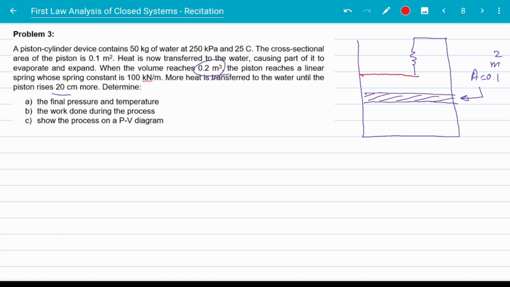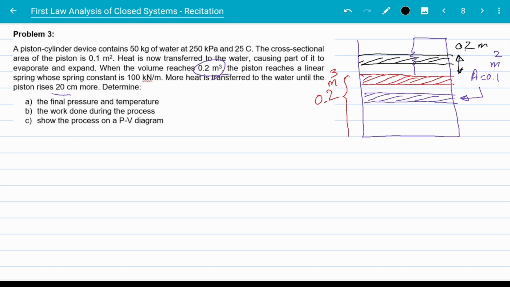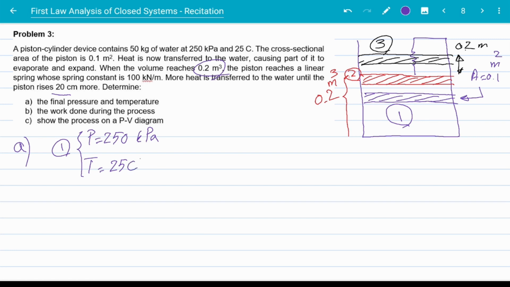Now during the heating process, the piston starts to rise until it reaches this red position where the total volume inside the cylinder is 0.2 meters cubed. Then we are going to continue heating up until the piston reaches somewhere here, which is 20 centimeters or 0.2 meters above the red position. Now we are asked to find the final pressure and temperature. The purple state is our initial state, the red state is the second state, and the black state is the third and final state. Now initially, we have the pressure, 250 kilopascals, and the temperature, 25 degrees Celsius.